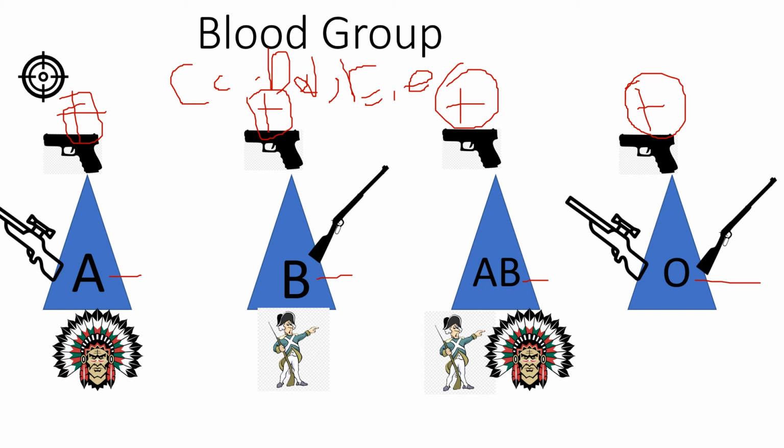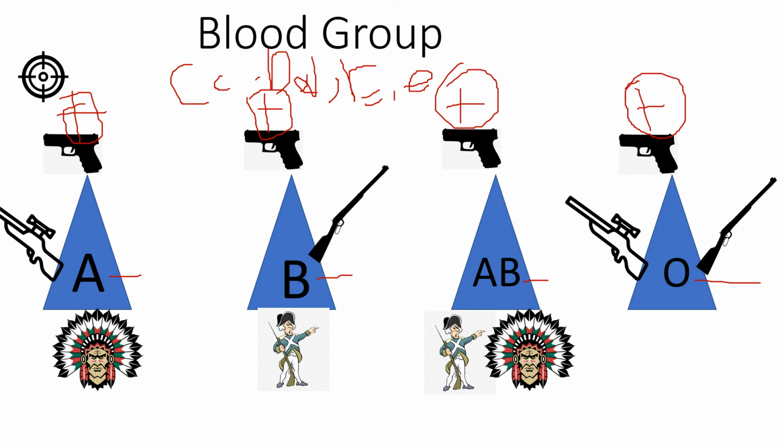And the previous rule will be the same. O negative can donate blood to any of them, because O doesn't have any kind of antigen, so none of the tents will recognize it and kill it. So O can donate blood to anyone, right? But A negative cannot donate blood to O, B cannot donate blood to O, AB cannot donate blood to O, but A negative can donate blood to A, and B negative can donate blood to AB negative.